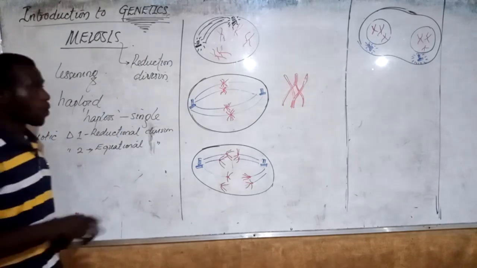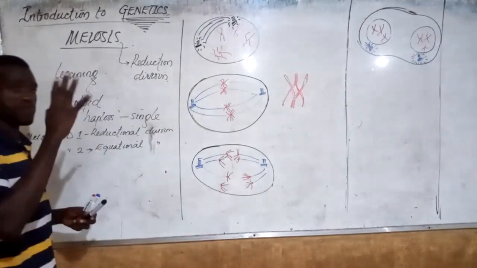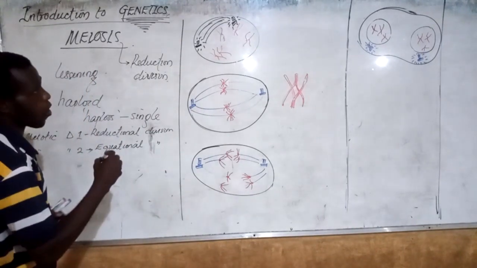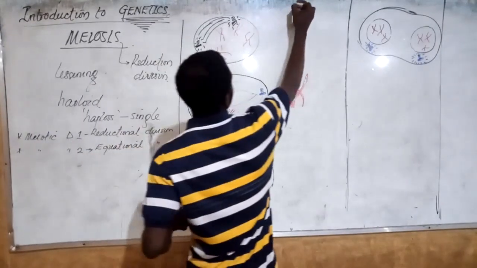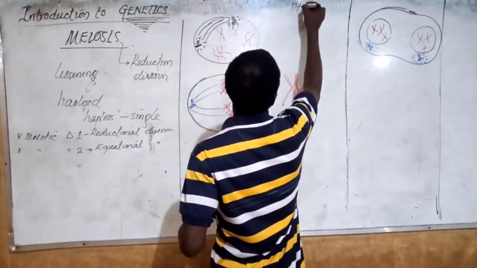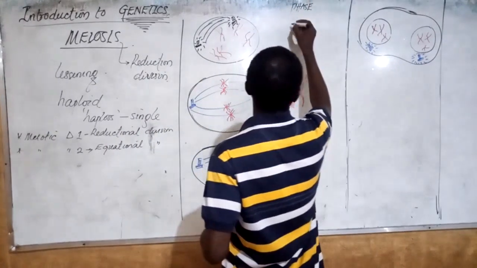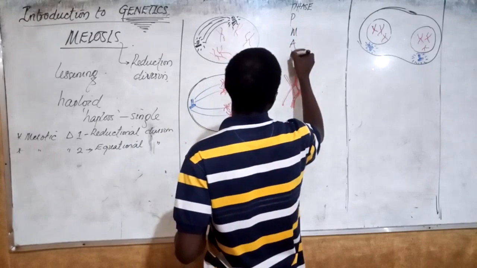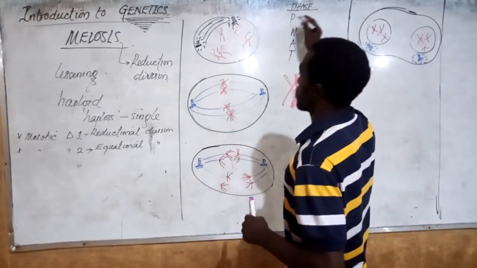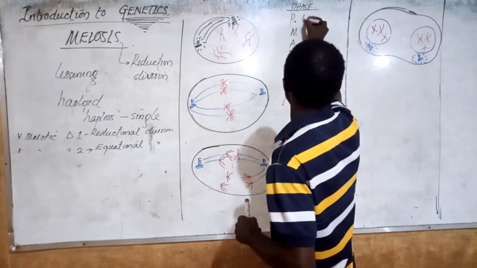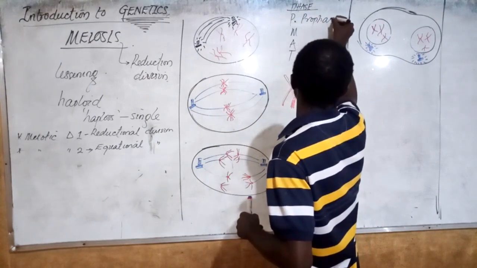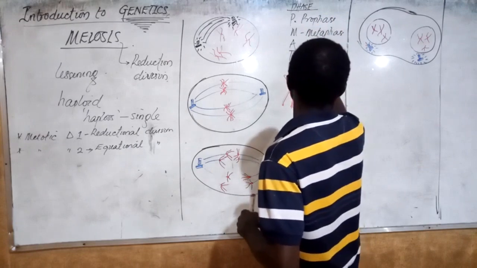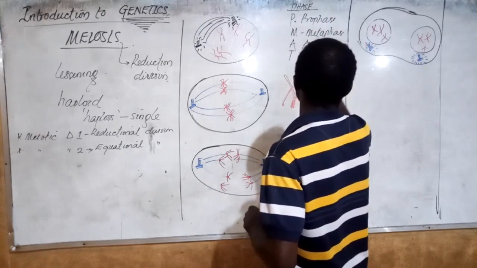All right, basically, meiosis is split into 4 processes or phases. The phases are abbreviated as PMAT. Remember in your basic biology that PMAT stands for prophase, metaphase, anaphase, and telophase.